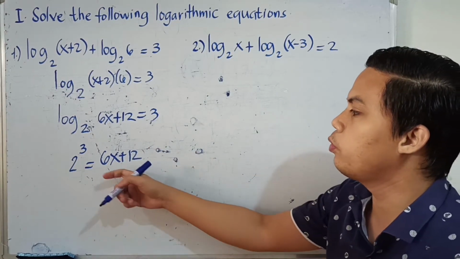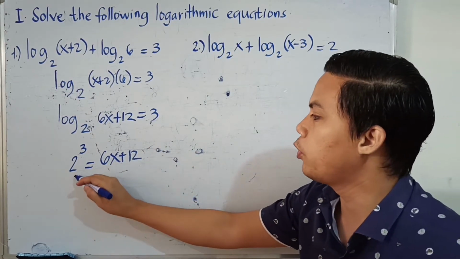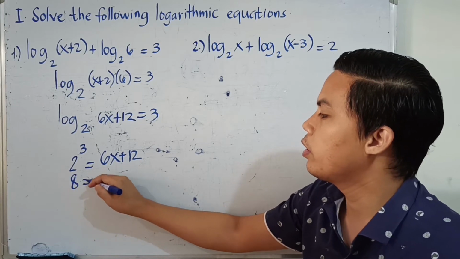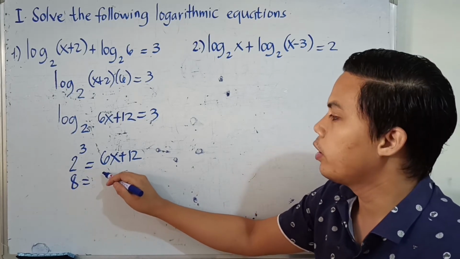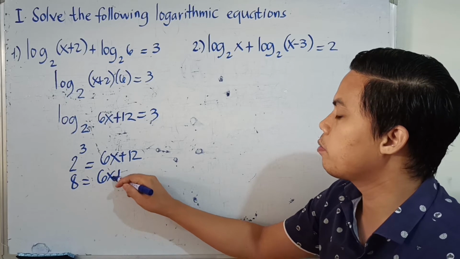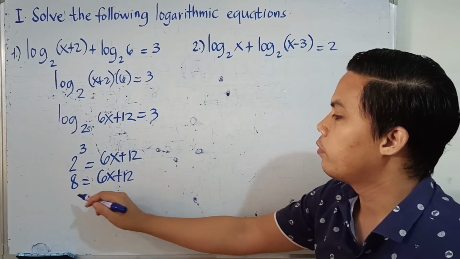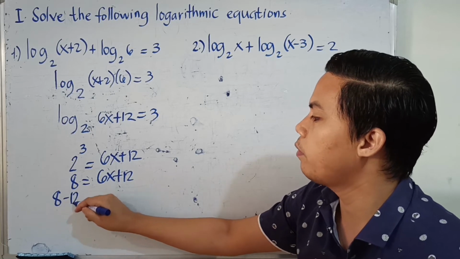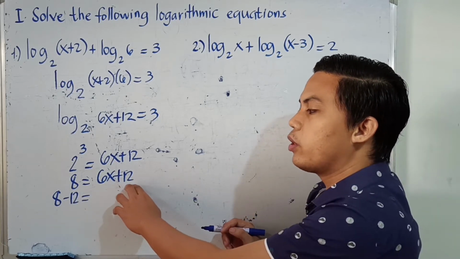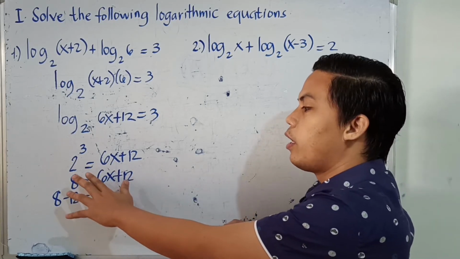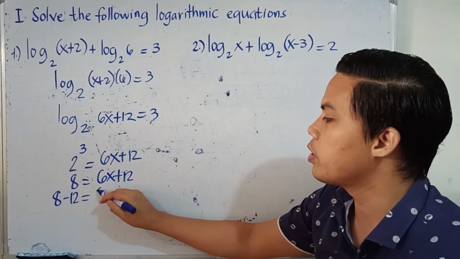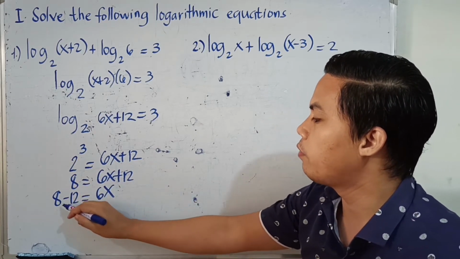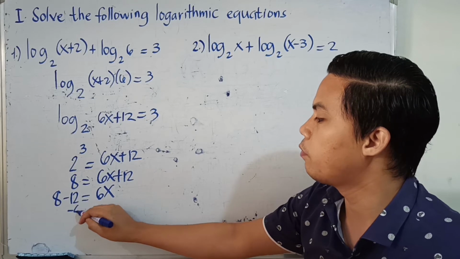Then we're going to solve for x. So 2 cubed is equal to 8. Then 6x plus 12. Let's combine similar terms. So we have 8 minus 12. Let's transpose 12 to the left side of the equation. Then bring down 6x. So we will have 8 minus 12, that is negative 4.